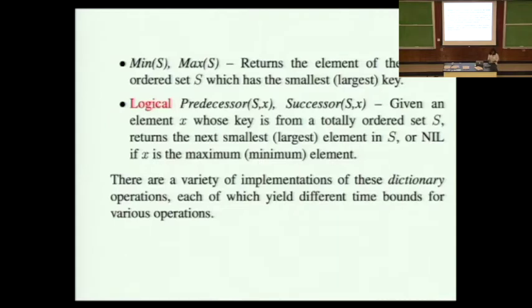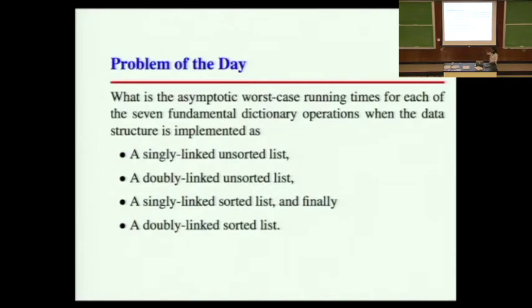And now, there are tons of ways to implement these operations. They have different trade-offs depending on how you implement it. So the problem of the day was to look at one way to implement these operations, and we're going to look at linked lists. So the problem was to give the running time for all the operations if this is how you chose to implement what's in the dictionary.